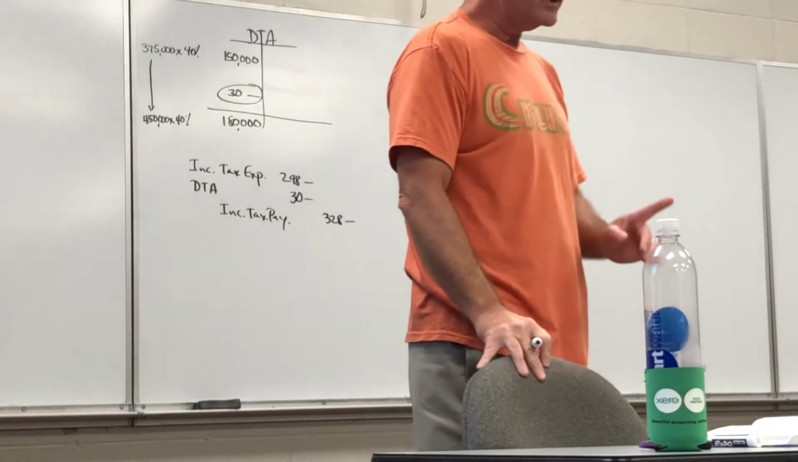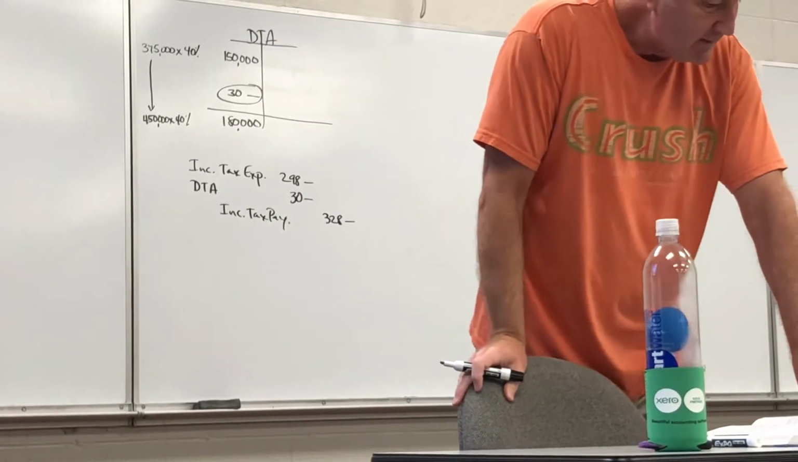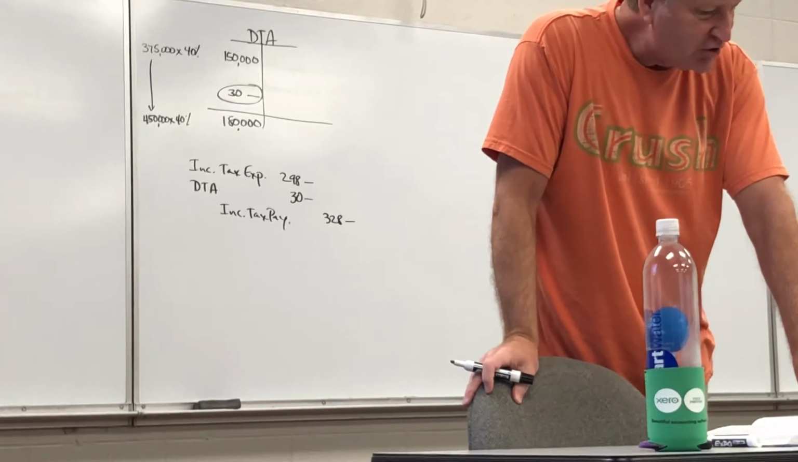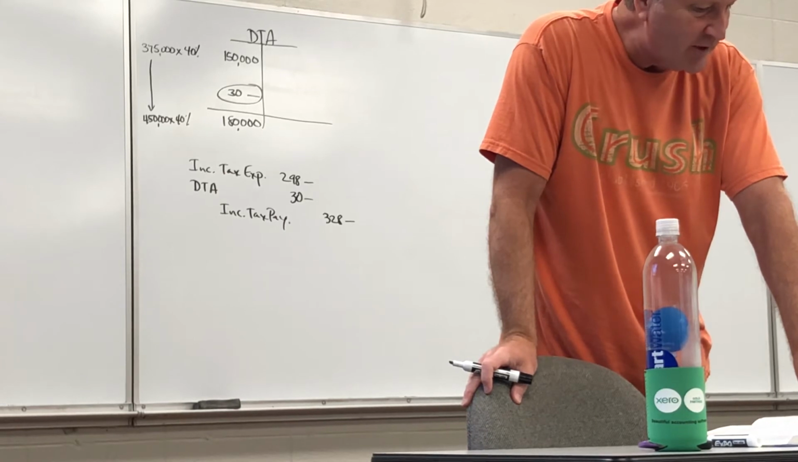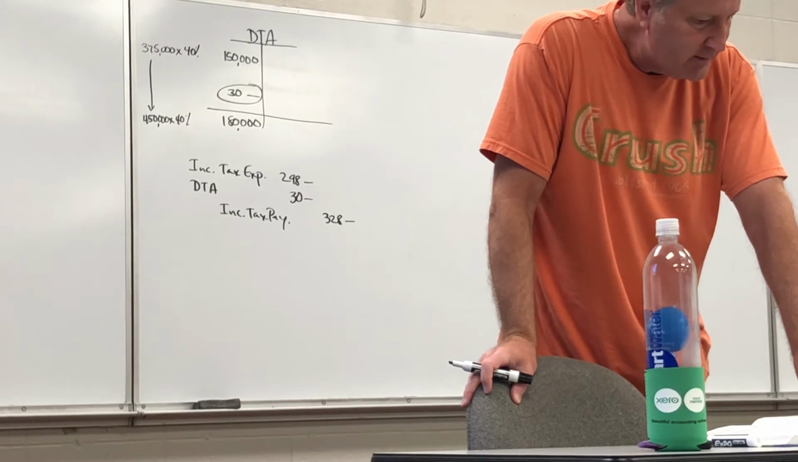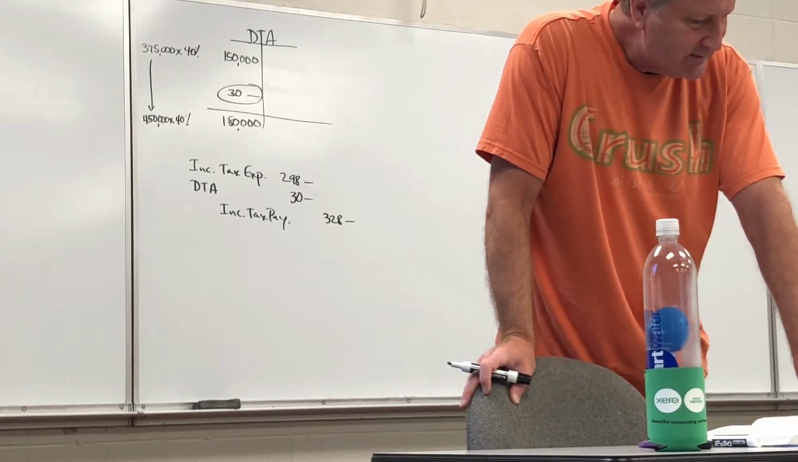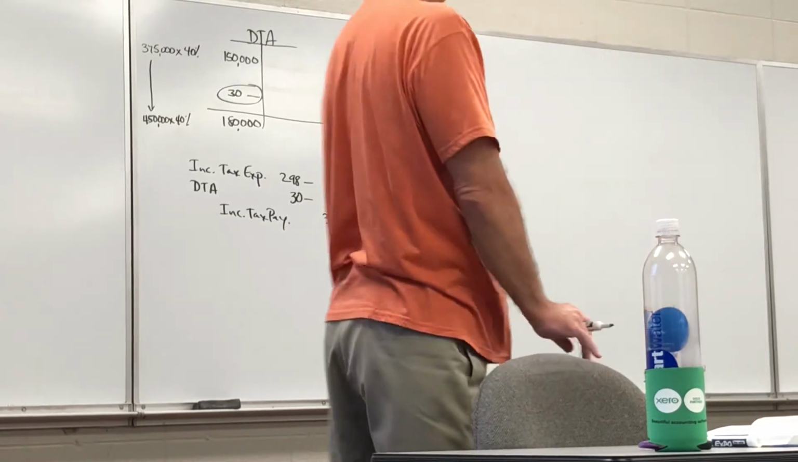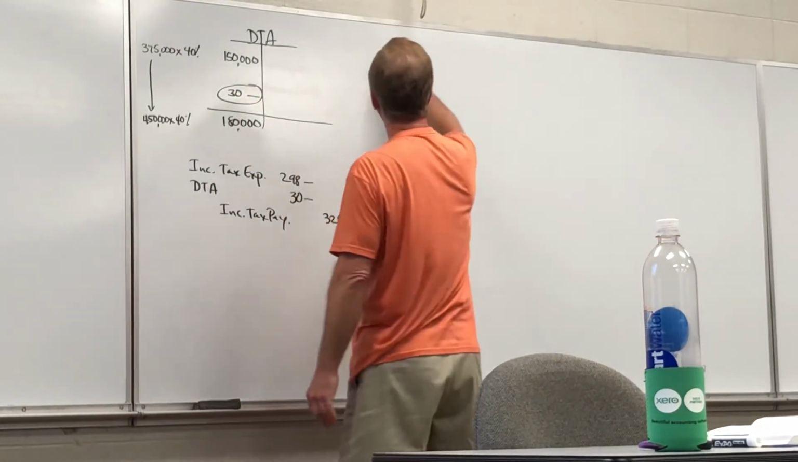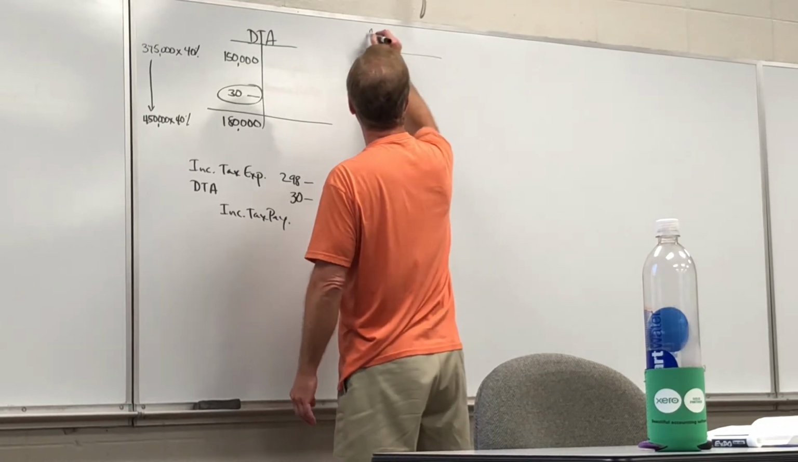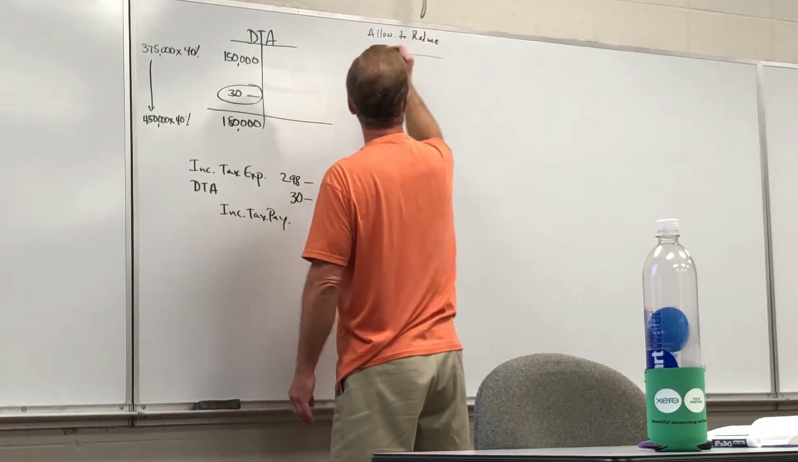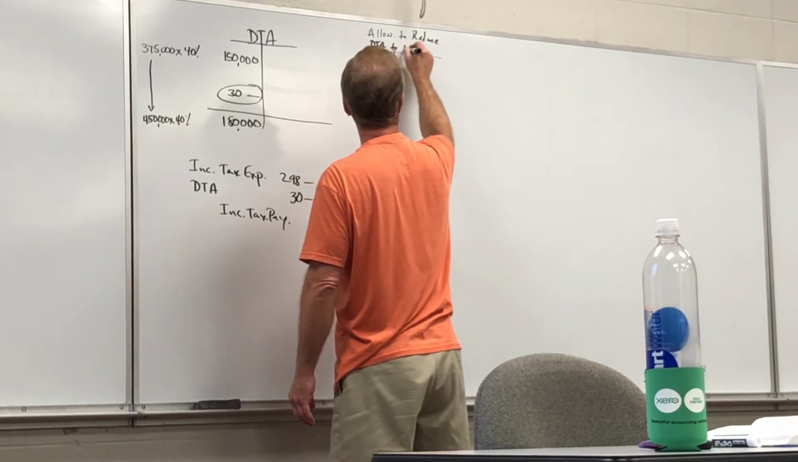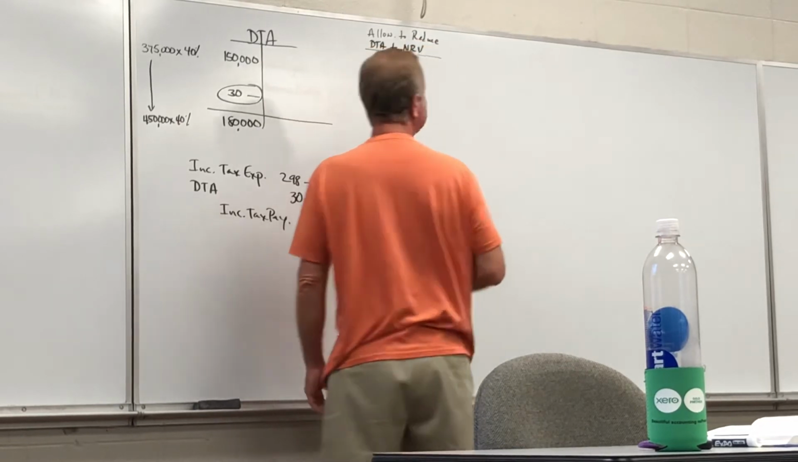Now look at B. B changes it up a little bit. B says, now, assume that it is more likely than not that 30,000 of the DTA will not be realized. What journal entry would you record at the end of 17 to recognize the valuation account? Okay, so now they're telling you allowance to reduce DTA to net realizable value.